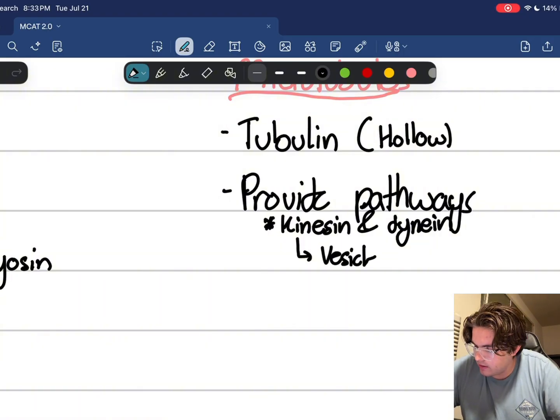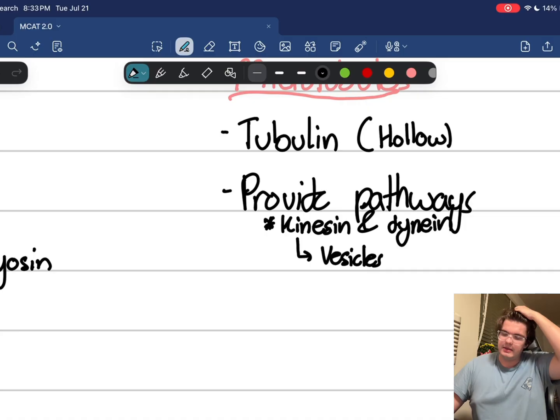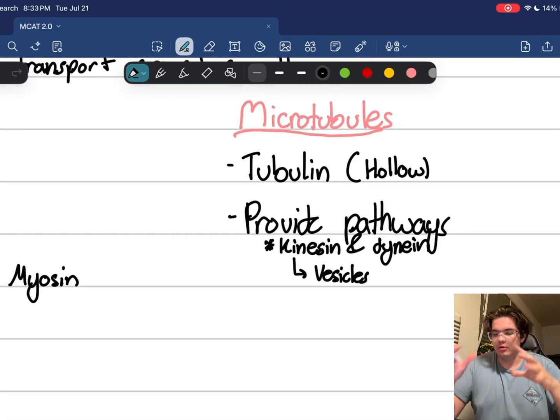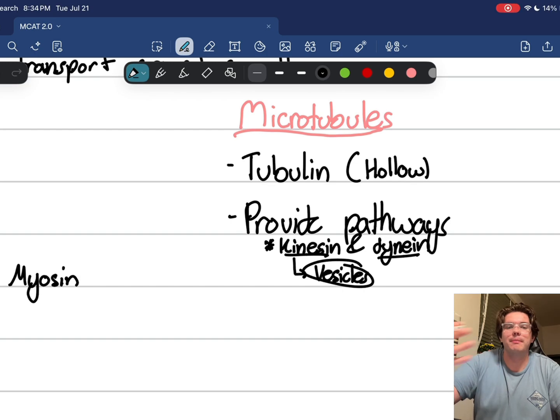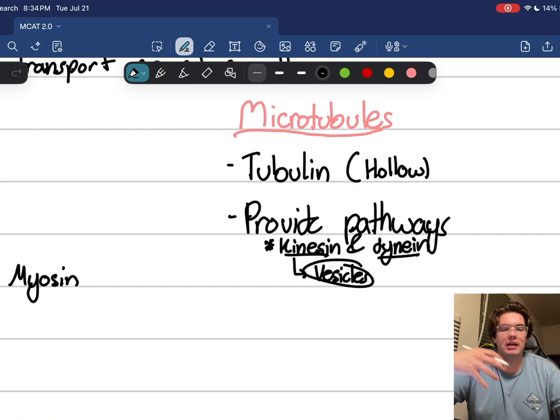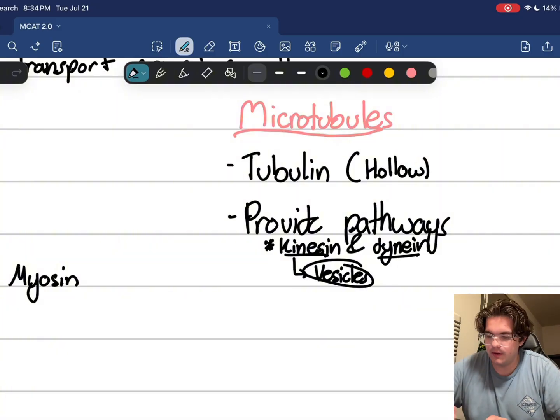Okay, and I know this was a bit conjoined, so let me say this. Our microtubules, made of tubulin, provide sort of walking pathways for the kinesin and dynein to carry these vesicles, which bring different products and cellular components around the cell. Okay, hopefully that clears things up, because I know it was a lot all at once.